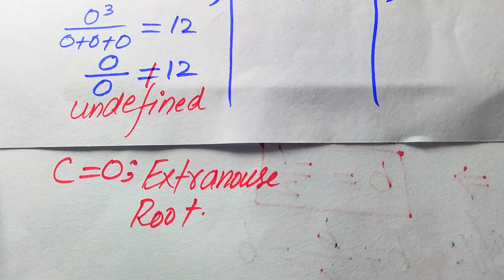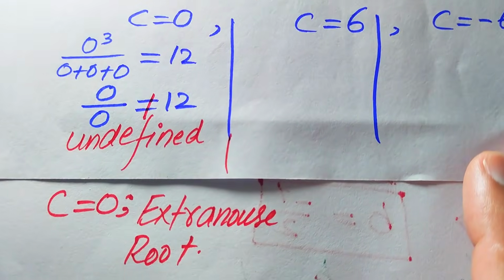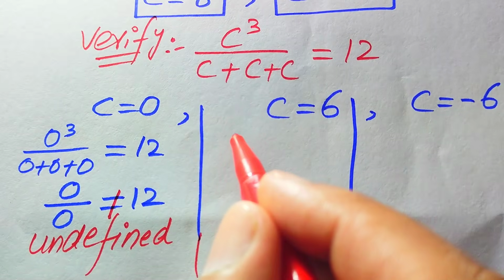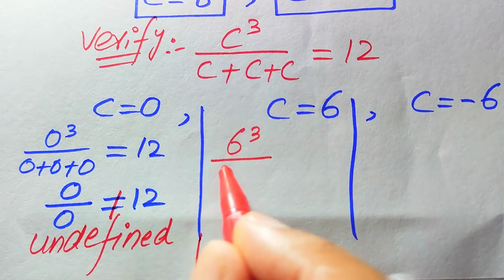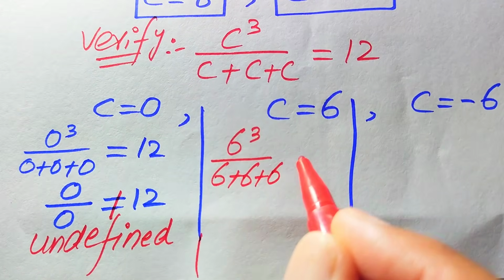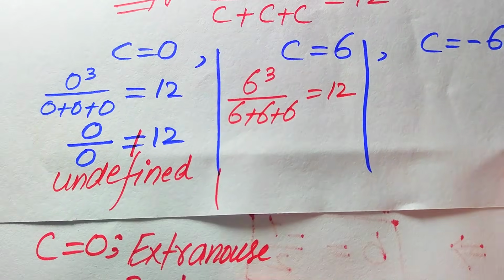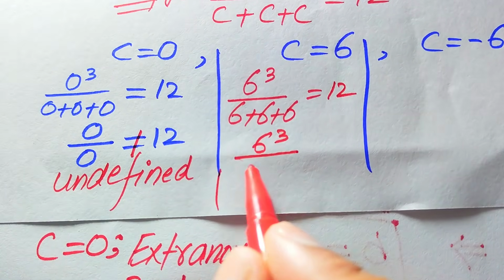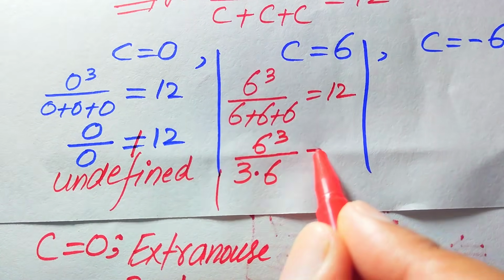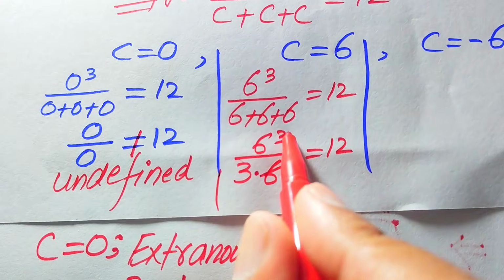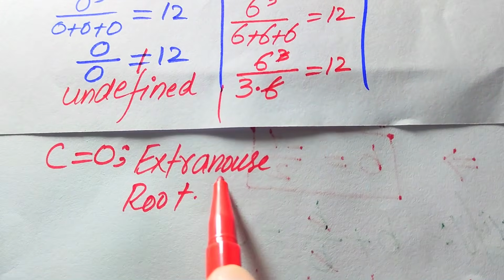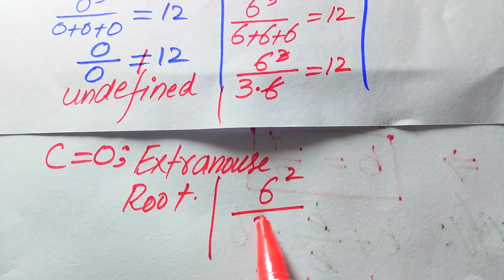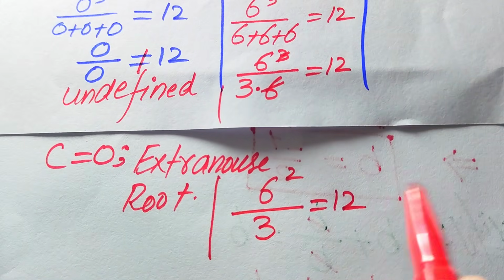Now in the same pattern, we verify the second value of c, which is c equals 6. When we put it here, we check whether 6 cubed divided by 6 plus 6 plus 6 equals 12 or not. Here you see that 6 is added 3 times, and we write it as 3 times 6 equals 12. This 6 and this 6 cancel out each other, and we get the remaining values from the numerator: 6 square divided by 6 equals 12.